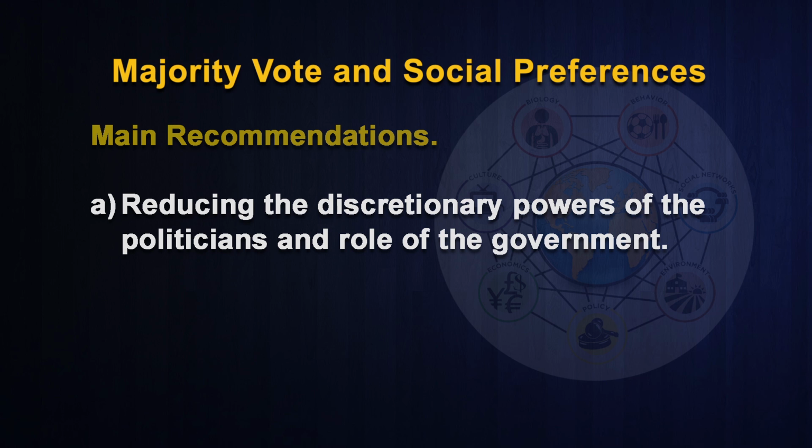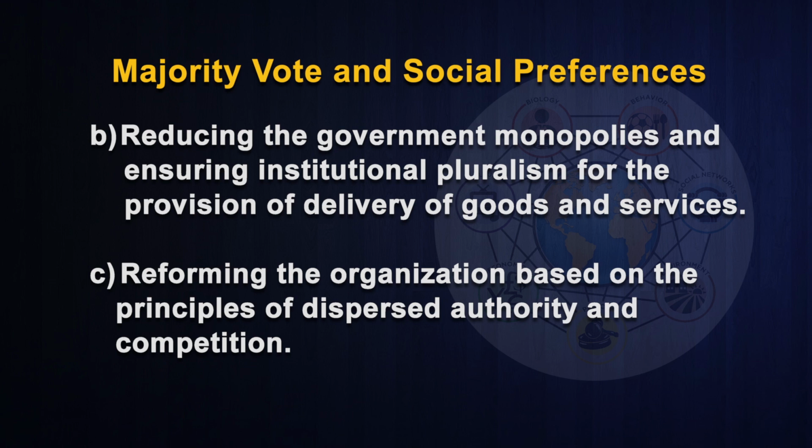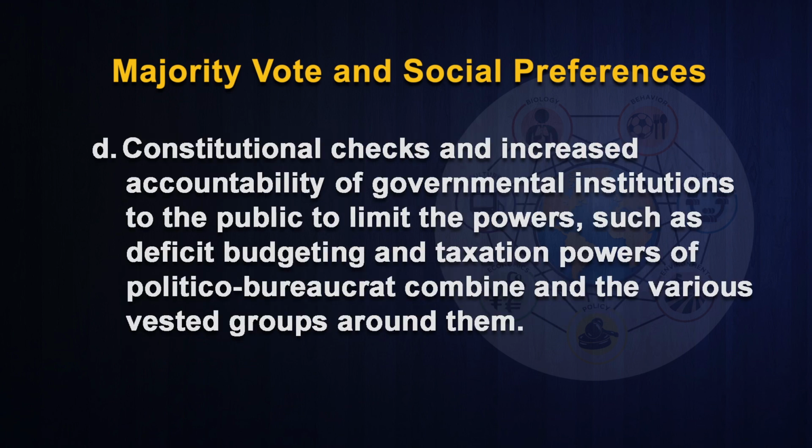The main recommendations of public choice theory encompass the following areas of concern: reducing the discretionary powers of the politicians and the role of the government; reducing government monopolies and ensuring institutional pluralism for the delivery of goods and services; reforming the organization based on the principles of dispersed authority and competition; and constitutional checks and increased accountability of governmental institutions to the public, to limit powers such as deficit budgeting and taxation powers of the politico-bureaucratic combine and the various vested groups around them.